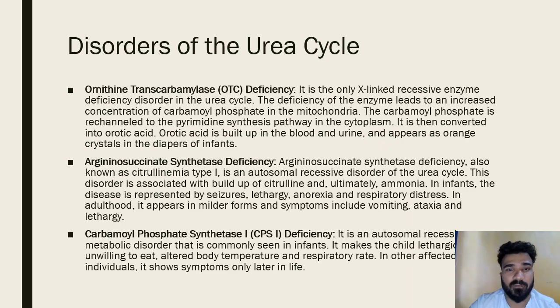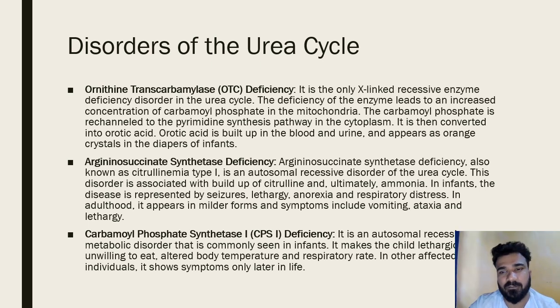So these are the disorders of the urea cycle. Ornithine transcarbamylase deficiency. It is the only X-linked recessive enzyme deficiency disorder in the urea cycle. The deficiency of the enzyme leads to an increased concentration of carbamoyl phosphate in the mitochondria. The carbamoyl phosphate is channeled to the pyrimidine synthesis pathway in the cytoplasm and then converted into orotic acid. Orotic acid builds up in the blood and urine and appears as orange crystals in the diaper of an infant.